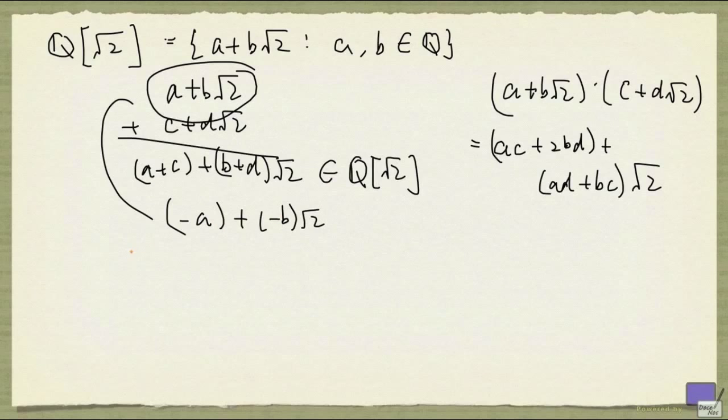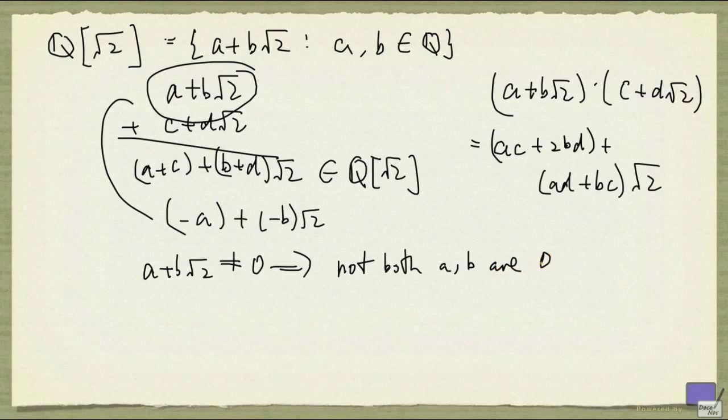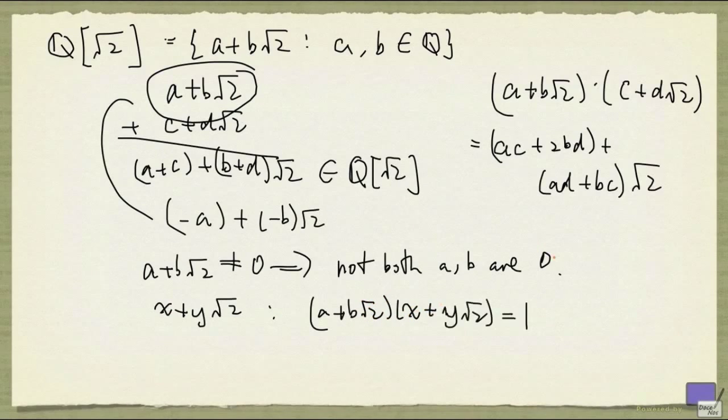The hard thing is the multiplicative inverse. So suppose that you have A plus B times the square root of 2 not equal to 0. This means that not both A and B are 0. Now what we want to find is another number such that when we multiply the two together, we get 1. So how exactly do we do that? The details are going to be left as an exercise.